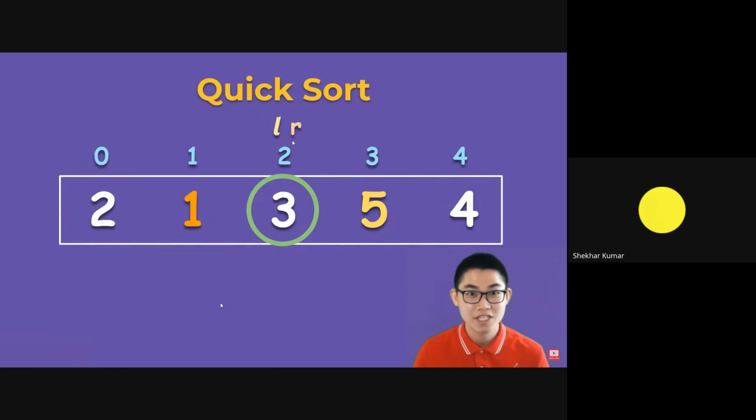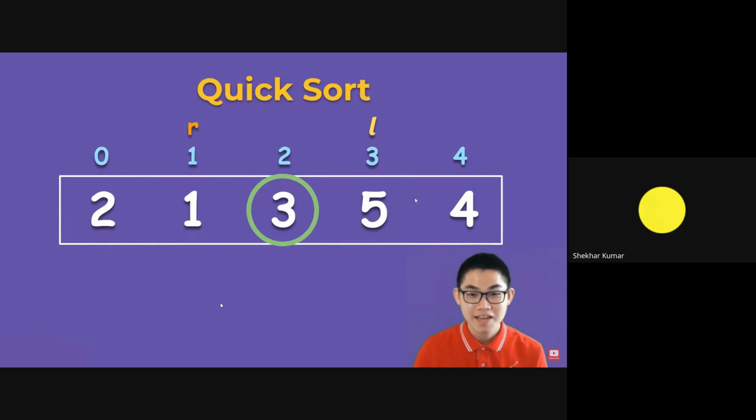And repeat this process. Remember, L will try to find us a number that is larger than the pivot or equal to the pivot. And L already found 3, right? It's equal to the pivot. Now, R will find us a number that is smaller than the pivot or equal to the pivot. So R also finds 3. And we swap 3 with itself. So just swap in place. And then we move L to the right and R to the left.